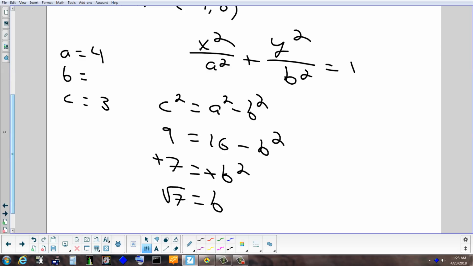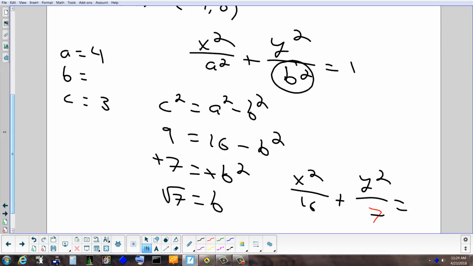And really, we don't even need b. If you look at the final answer, we need b squared anyway. So we know b squared is 7. So my final answer would be x squared over 16 plus y squared over 7 equals 1. And that's the equation of the ellipse.